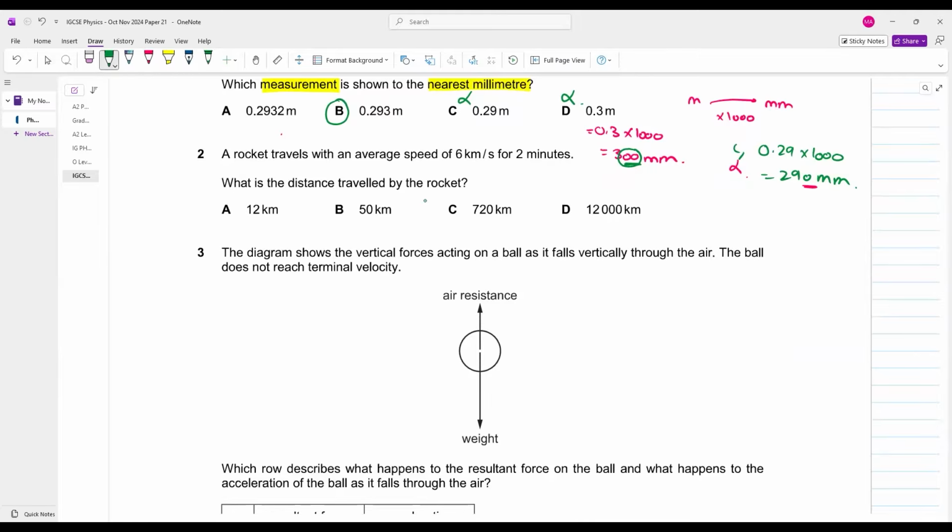A rocket has an average speed of 6 kilometers per second for 2 minutes. What is the distance traveled? Okay. How will you calculate the distance? Distance is equal to speed into time. What is your speed? 6 kilometers per second. You will convert the time into seconds. 2 into 60. My bad. Why? Because 2 minutes, each minute has 60 seconds. What will your answer come out to be? 720 kilometer. C is your answer.